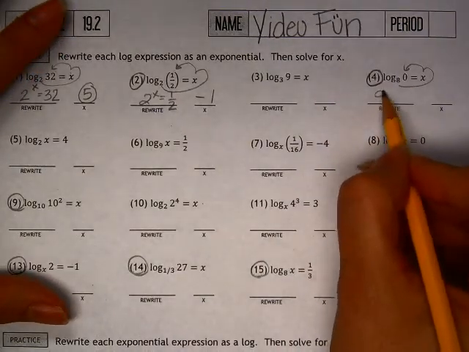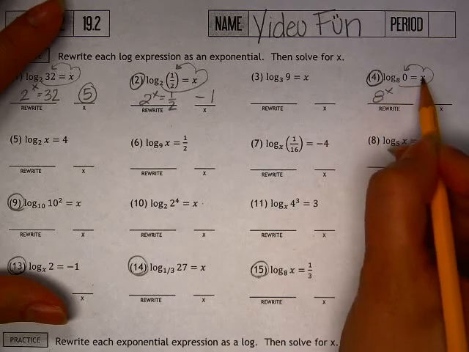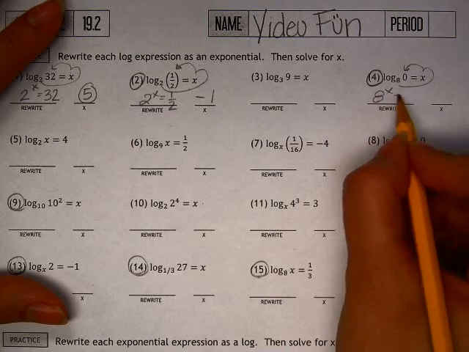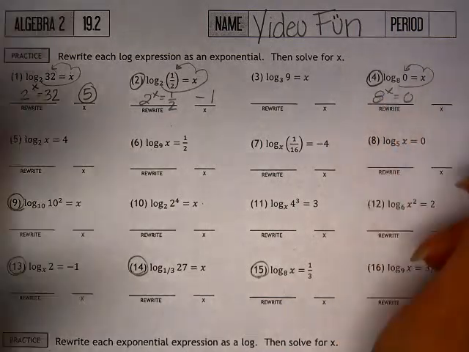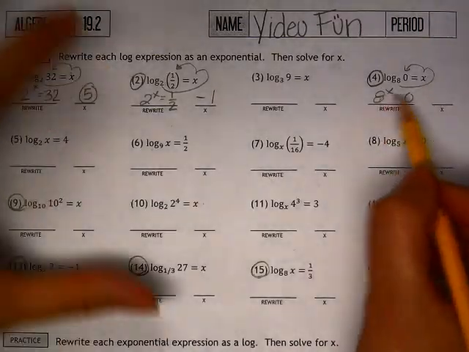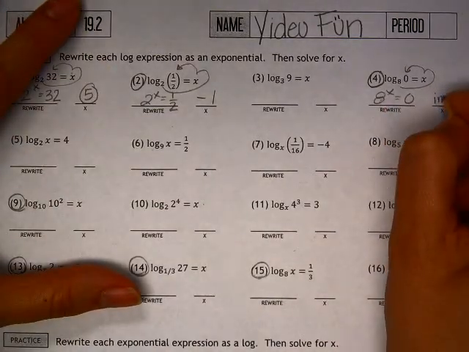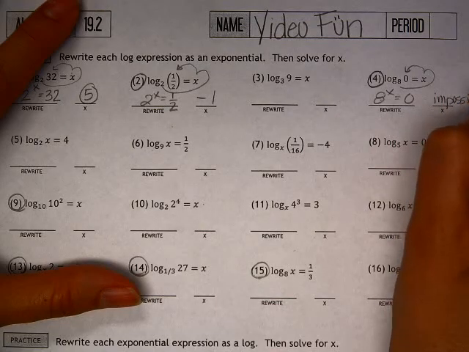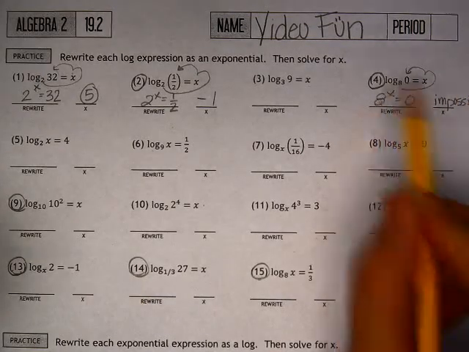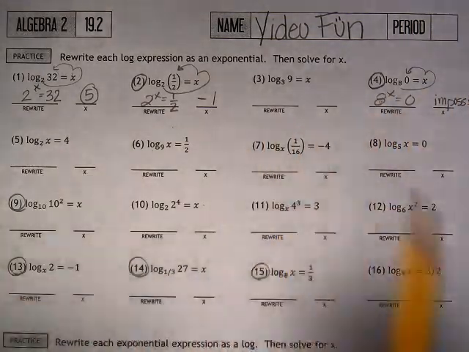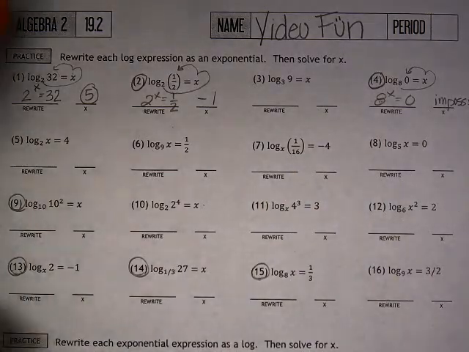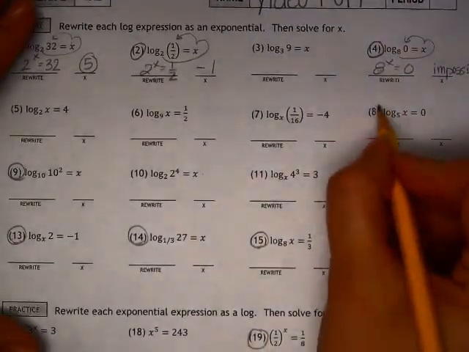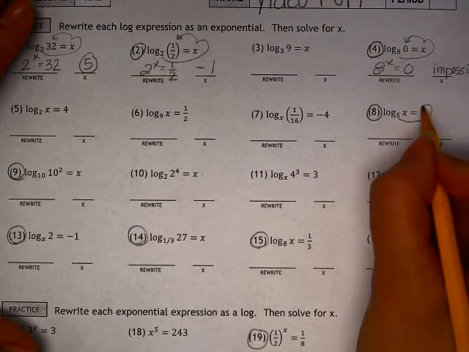So 8 is on the base, so it's still on the base. 8 to the x, this is where the exponent hangs out all by itself up there. Well, 8 to the what equals 0? This is impossible, because there's nothing that I could repeatedly multiply 8 by to actually get zero. That's a tricky one.